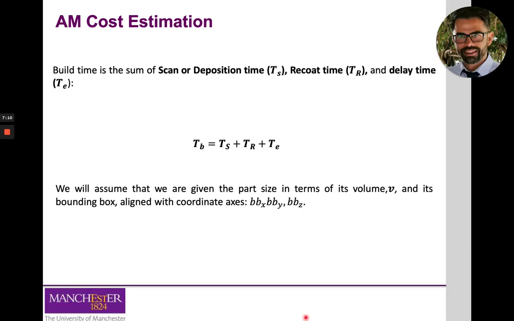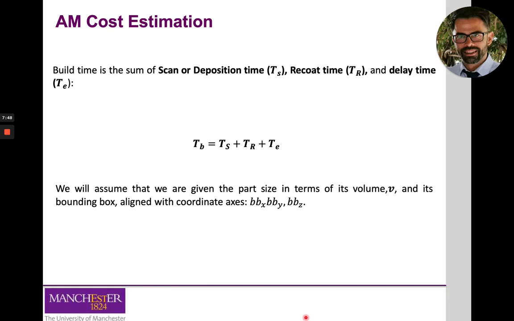In terms of the build time, this is probably the biggest variable in terms of the cost model for additive manufacturing, and depends on different things. One is the size of the parts. So the bigger the parts, obviously, the more time it will be required to build that specific part and the batch. The shape of the parts, so the more complex the parts, the higher will be the time to build, because we may need to include support structures, and that will increase our building time.